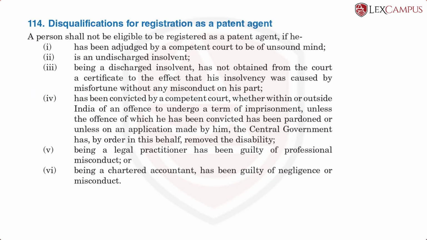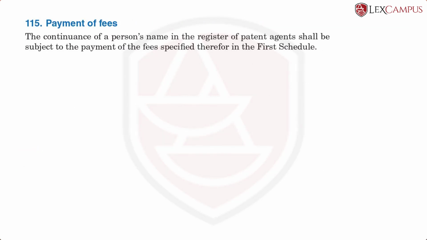114 talks about the disqualifications. Like scientific advisors, there are certain things that can disqualify a patent agent if he has been adjudged by a competent court to be of unsound mind, if he is an undischarged insolvent or a discharged insolvent who has not obtained a certificate, they tend to be similar. Additionally, you have being a legal practitioner who has been guilty of professional misconduct, or being a chartered accountant being guilty of negligence or misconduct. So these two additional requirements are there. Then 115 deals with the payment of fees.